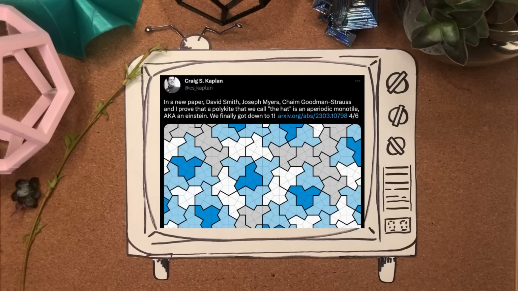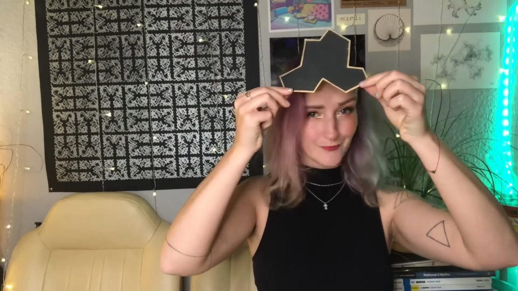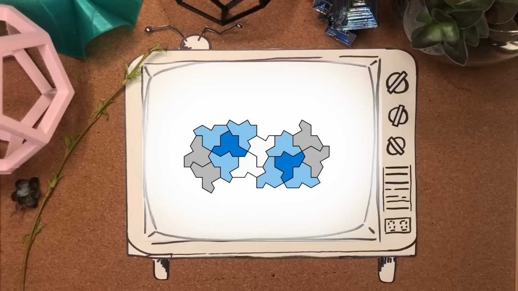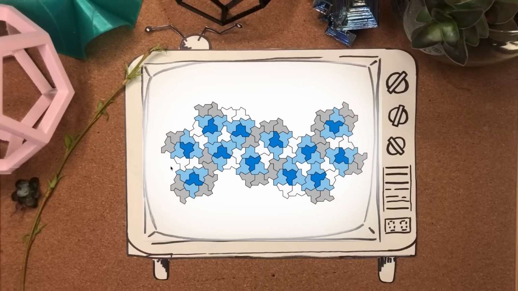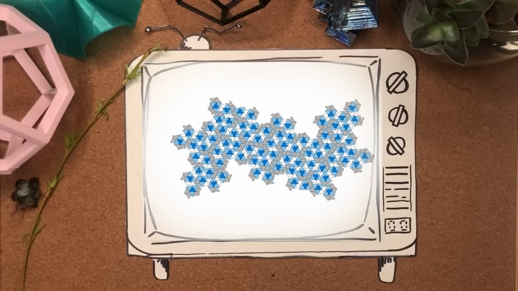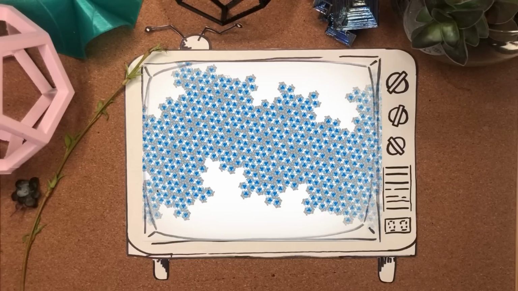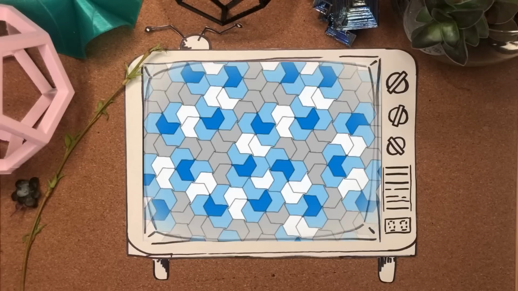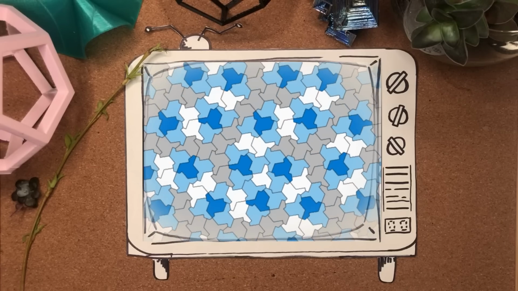And of course, it came out as a tweet. They call it the hat and have dubbed it an Einstein, like 1 stone, get it? Because you only need this 1 stone shape for the tiling, but sometimes it would be backwards. The dark blue ones are backwards. They gave not 1 but 2 proofs that this is aperiodic. 1 proof involving a computer search, and the other using a substitution technique. And as a bonus, this shape also gives us a whole continuum of shapes which aperiodically tile the plane.